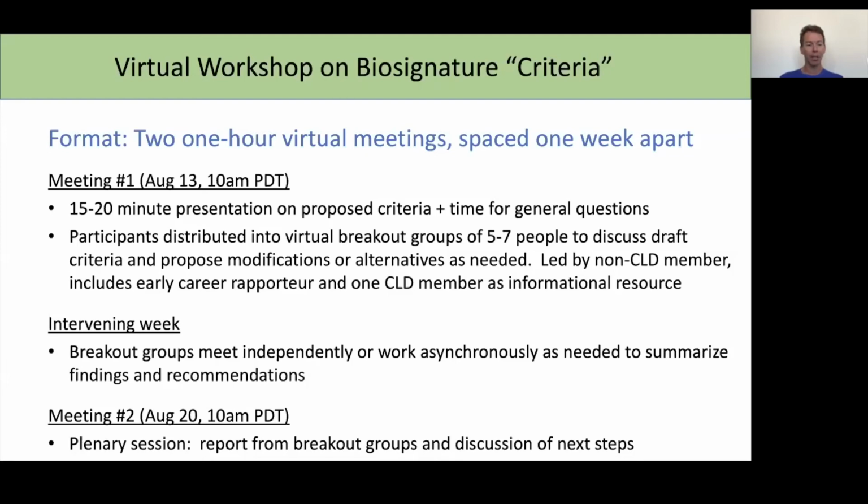So the intervening week between the 2 meetings, we envision as a time when, if needed, the breakout groups can either meet again independently or they can work asynchronously to summarize their findings and recommendations. What did they think about the draft criteria, and what changes might be needed? And then finally, the second meeting would be a chance to come back together in a plenary session and report out from the work of the individual groups. What did they find? And discuss next steps. Have we come close to a consensus view, or do we need to talk about more workshops or breaking the topic out into more detail? And that's something we would try to accomplish in the second meeting.